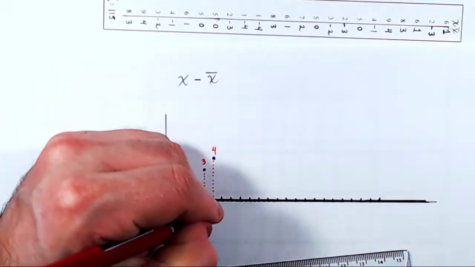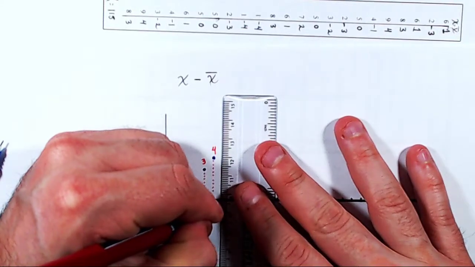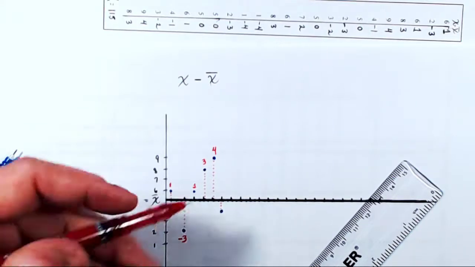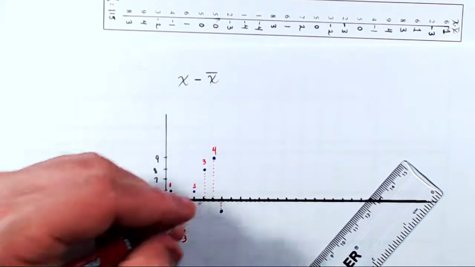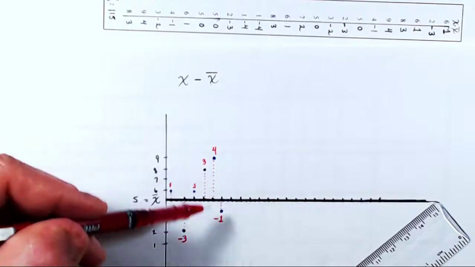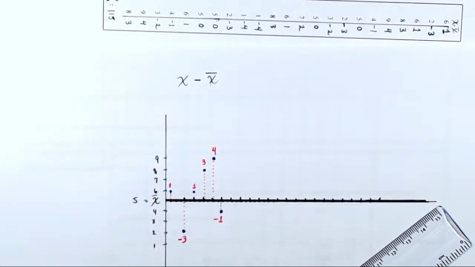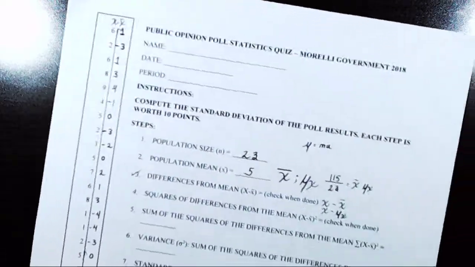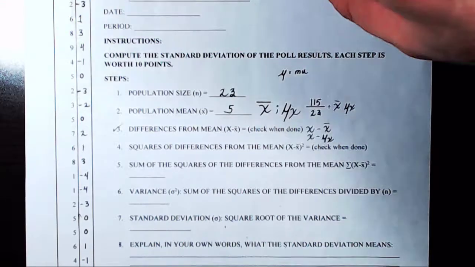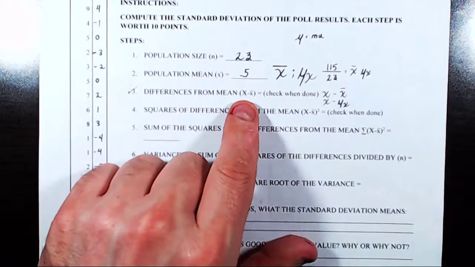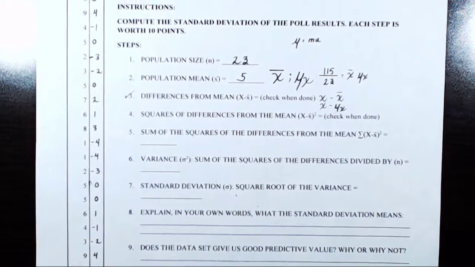What is the distance between 4 and the population mean? Well, the distances go from 4 minus 5. Well, that's negative 1 distance. This is the x minus x bar interpreted visually. I hope that gave you at least a visual understanding of what that step indicates that you should do. I highly encourage you to do that process for all 23 values, because it will teach you what x minus x bar literally means, or visually means.